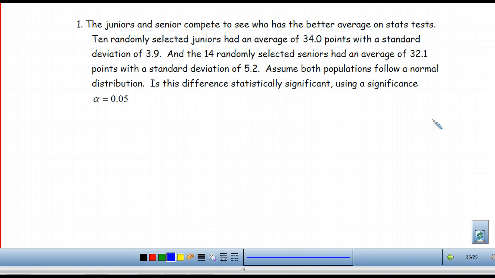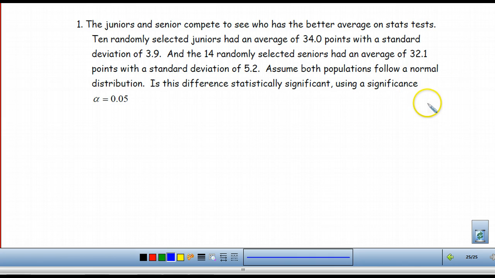10 randomly selected juniors had an average of 34 points with a standard deviation of 3.9. And the 14 randomly selected seniors had an average of 32.1 points and a standard deviation of 5.2. Assume both populations follow a normal distribution. Is this difference statistically significant using a significance alpha equals 0.05?